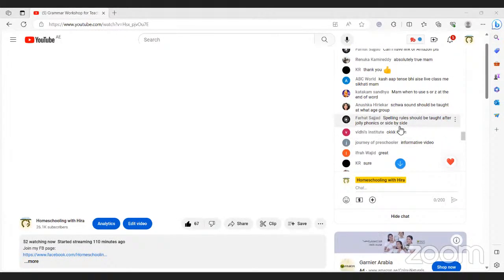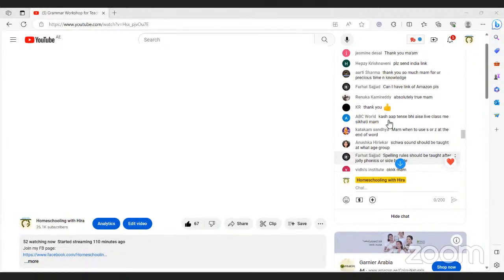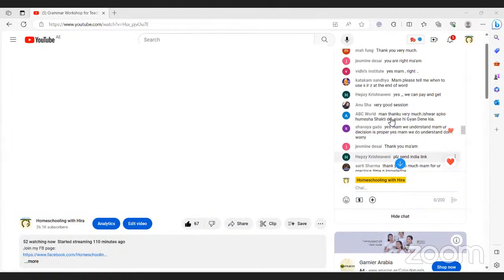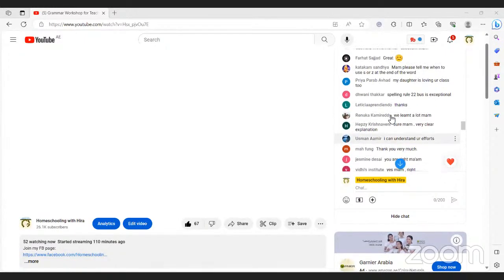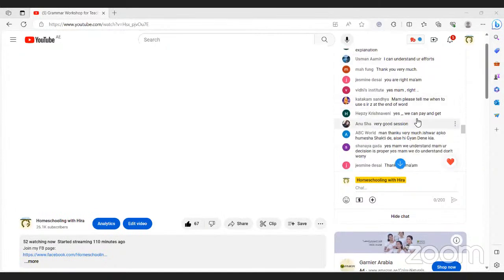Taught after Jolly Phonics side by side? Yes, some of the spelling rules we teach in Jolly Phonics, because alternative spelling rules we teach in Jolly Phonics. And these are all Jolly Grammar rules. I haven't taught you any spelling rule that we cover in Jolly Phonics, because alternative spelling is part of that.